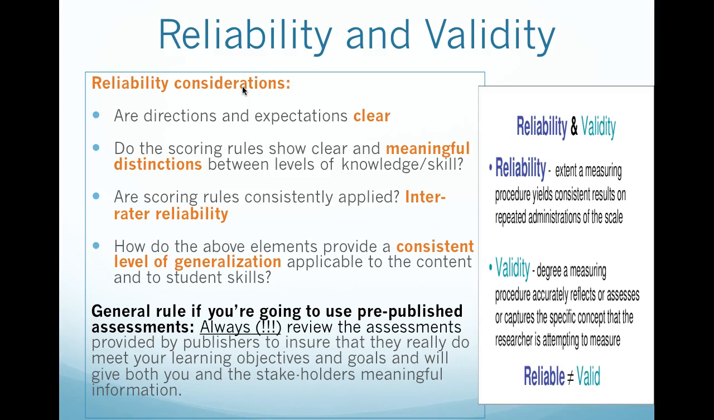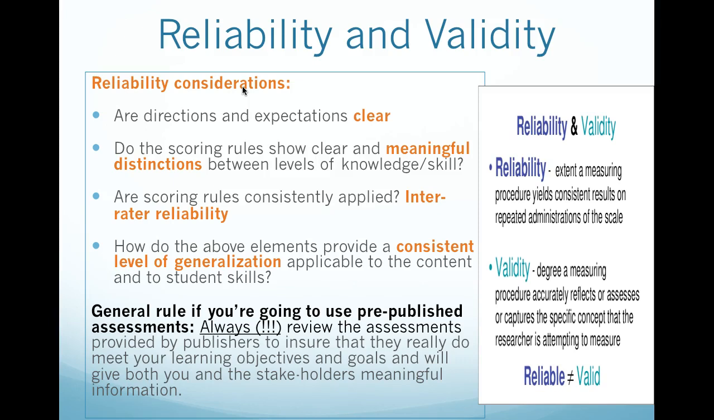Do your scoring rules show clear and meaningful distinctions between levels of knowledge and skill? So you're setting up scoring criteria for each of your traditional test items so that they can be reliably assessed. And so students know reliably what they're being expected to do. Are the scoring rules consistently applied? You're not doing much with inter-rater reliability, but if we were to have 5 people give this test and they get back similar answers or almost the same answers, the closer they provide scores, the more reliable the assessment. I hope that made sense.